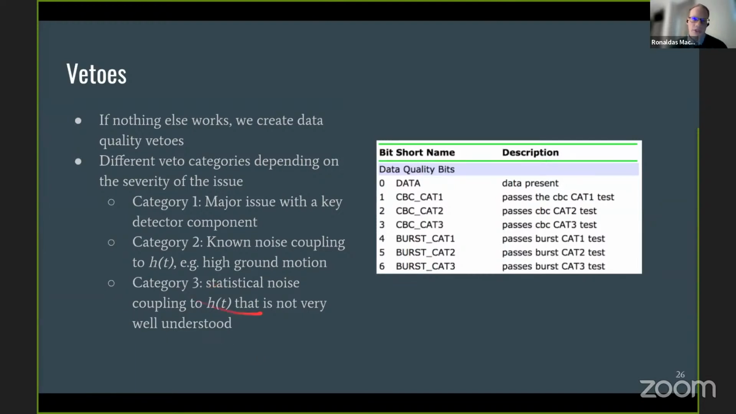And then category 3 is statistical noise coupling to h(t) that is not really well understood. So basically we have the H veto. We see that there's some noise that is coupling quite well to the gravitational wave strain, but we cannot see why that is happening, and we do not really understand why that's happening. Then in the Gravitational Wave Open Science Center, you can find these flags for each of the observing run data.